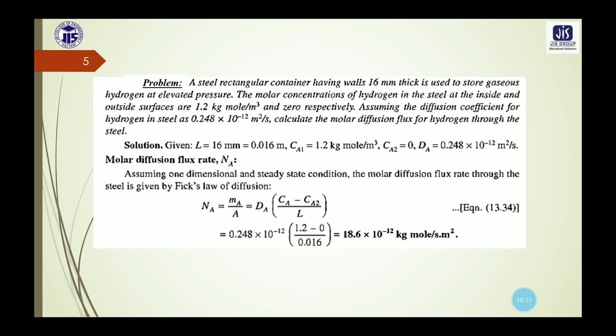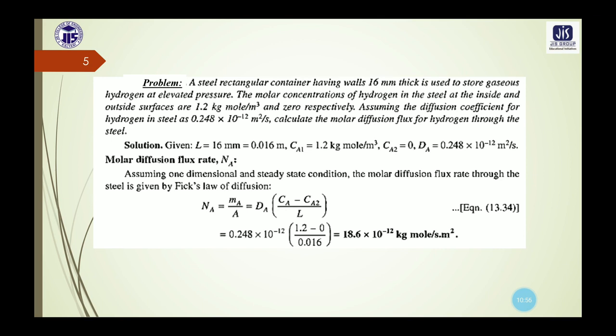Now let us first write what is given in this numerical. The length of this wall, that is the thickness, is given as 16 millimeter, that is 0.016 meter. Then CA1 is given as 1.2 kg mole per meter cube, the molar concentration of hydrogen in the steel at the inside surface, and at the outside surface it is given as 0. Next, the diffusion coefficient is given as 0.248 into 10 to the minus 12 meter square per second.